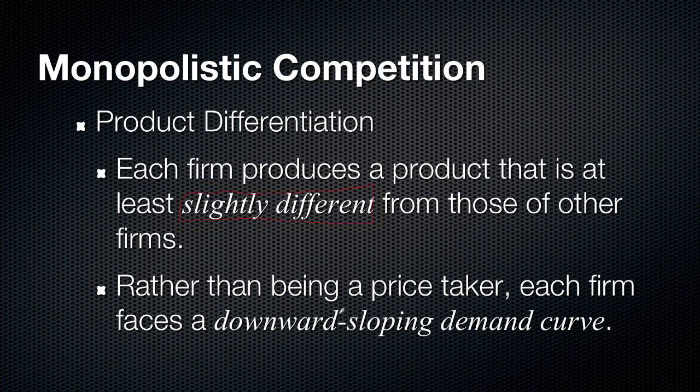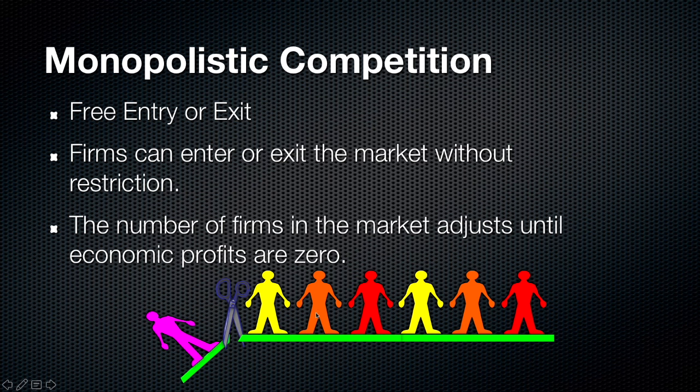So because the products are all a little bit different from one another, instead of having a horizontal demand curve like in perfect competition where the firm is a price taker, each firm has a monopoly over their own particular brand, their own particular product. And as a consequence, they face a downward sloping demand curve.